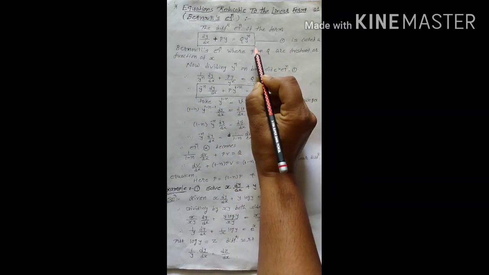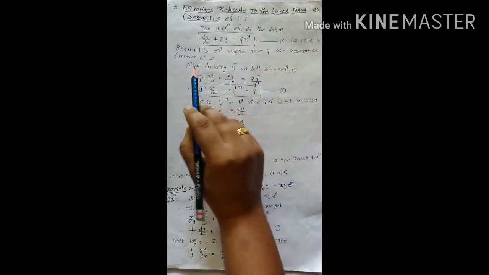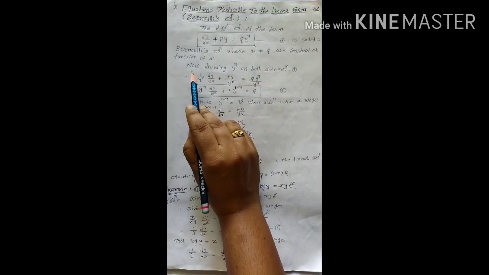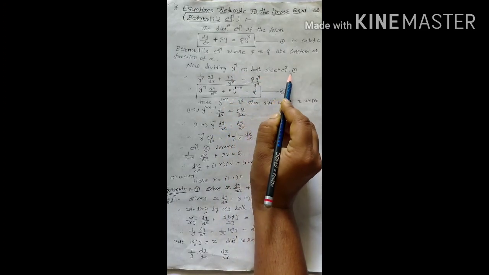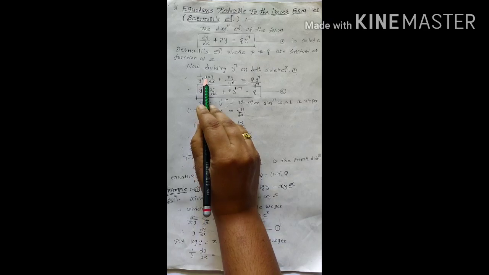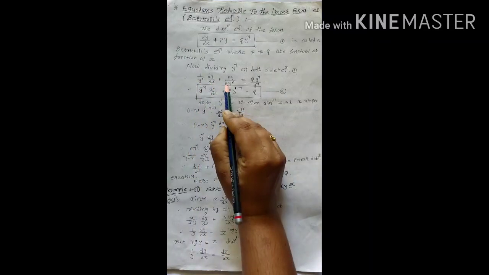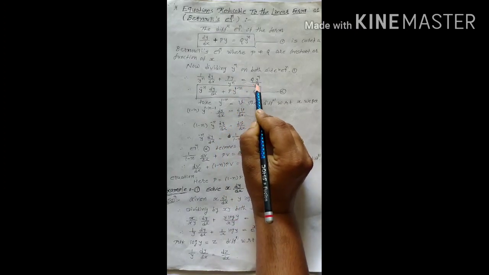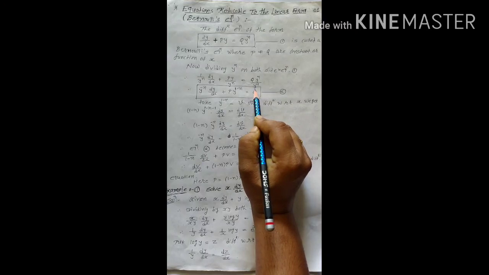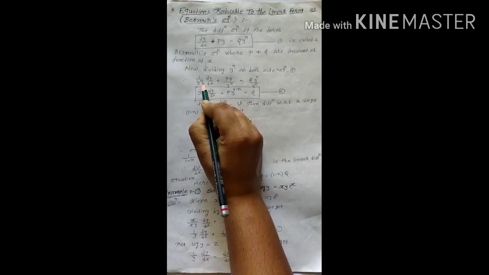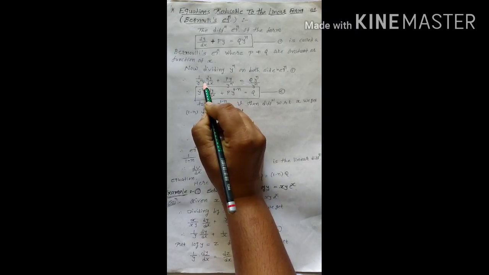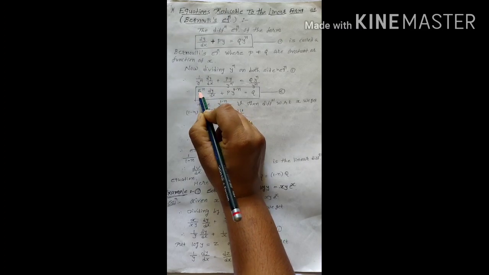Now suppose we are given the Bernoulli equation, then how to solve the Bernoulli equation? Therefore now divide y raised to n on both sides in equation 1. Therefore 1 upon y raised to n dy by dx plus p into y divided by y raised to n is equal to q into y raised to n divided by y raised to n. Therefore rewrite, 1 upon y raised to n can be written as y raised to minus n.